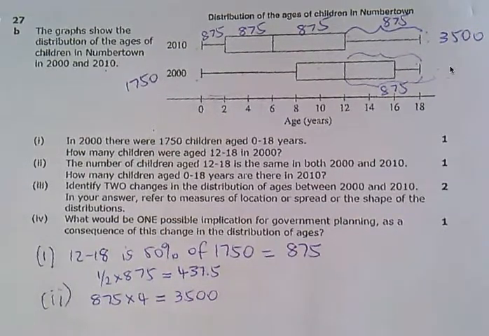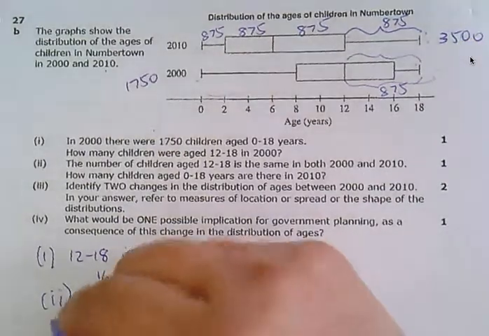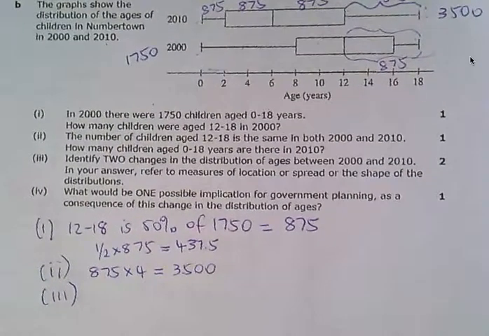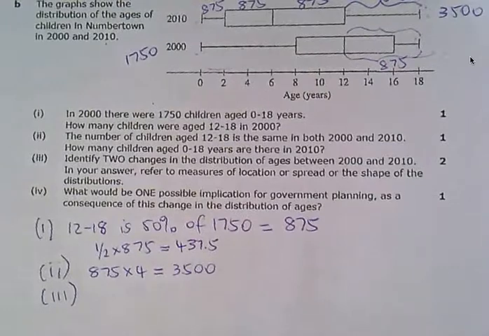Identify 2 changes in the distribution of ages between 2000 and 2010. In your answers, refer to measures of location or spread or the shape of the distributions. You know what? It's worth 2 marks. You've got to at least say 2 valid, different points. So what do you think's happened?